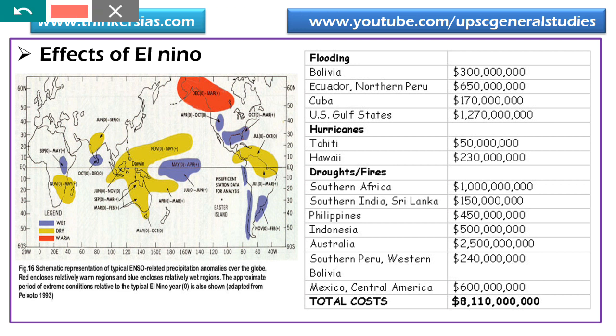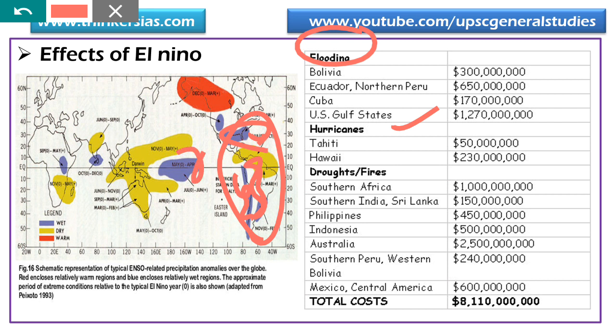For example, it causes flooding in certain parts, hurricanes in some parts, and drought and fires in other parts of the world. Flooding is caused in Bolivia because of warmer climate and lower air pressure. Flooding in Bolivia, Ecuador, northern Peru, and also in Cuba and US Gulf states. Hurricanes in Tahiti and Hawaii. Drought and forest fires result in India and Australian parts.